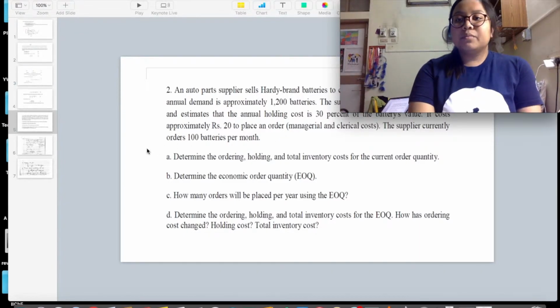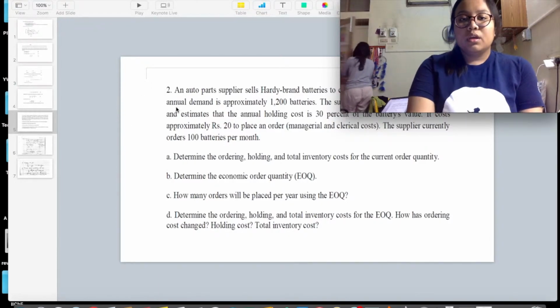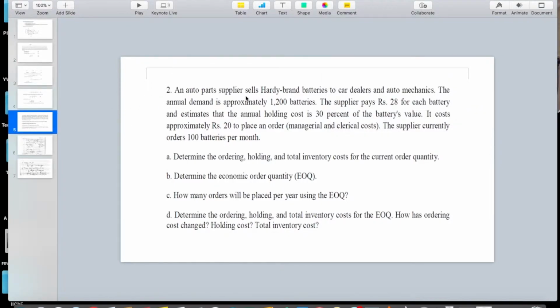So now let's take an example to discuss the topic. An auto parts supplier sells Hardy brand batteries to car dealers and auto mechanics. The annual demand is given as 1200 batteries. The supplier pays rupees 28 for each battery and estimates that the annual holding cost is 30% of the battery value. It costs approximately 20 rupees to place an order, and the supplier currently orders 100 batteries per month. So as you can see, we have to calculate the ordering, holding, and total inventory cost, the EOQ, how many orders we place per year using the EOQ, and also determine the ordering, holding, and total inventory cost for the EOQ.